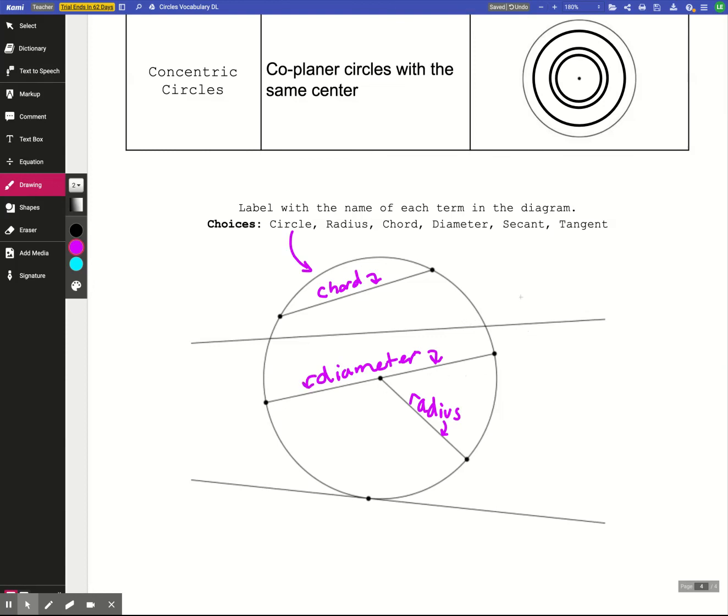And then I have two left. The secant must intersect in two places, so that's this one at the top. And then my tangent is this one at the bottom, because a tangent can only touch the circle in one location.